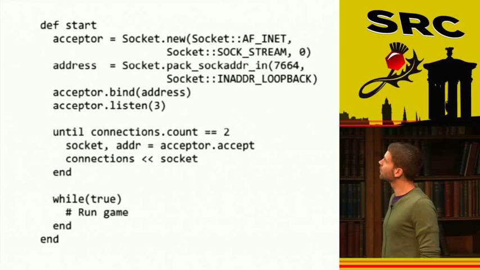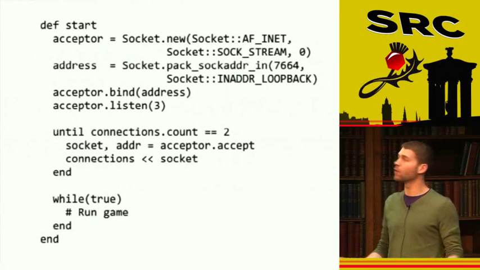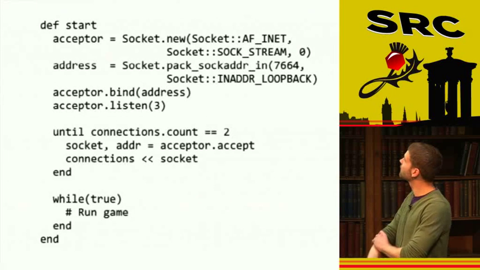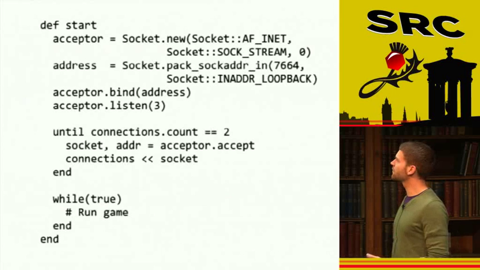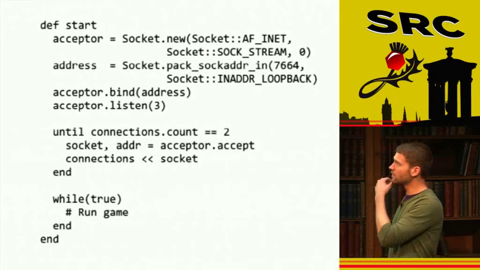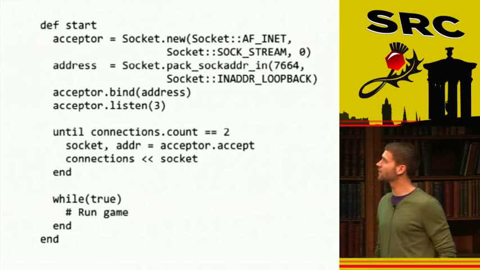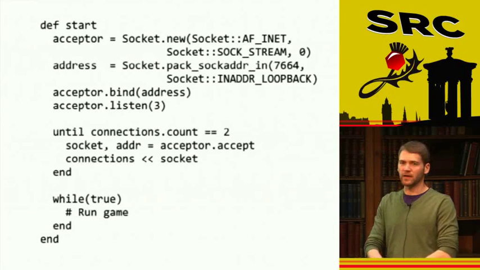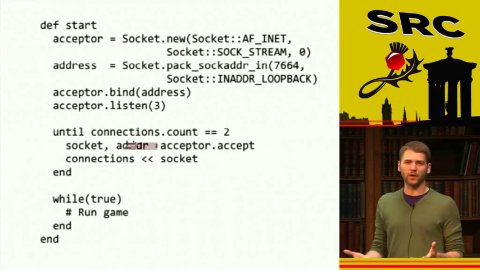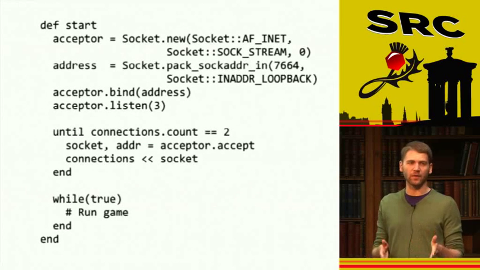So at that point we've basically opened up a port. We've chosen, in this case, port 7664, and we're listening for incoming connections. Now in this case, I've set the acceptable number of concurrent connections fairly low, because this would be the naive case of I have a server, but I'm really only looking to serve one game at a time.